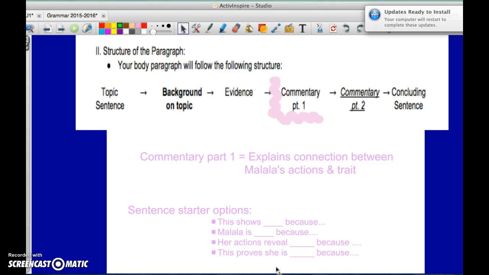You could also just start with her name. Malala is blank because blah, blah, blah. Malala's actions reveal her bravery because blank, blank, blank. So the first thing to do is connect the evidence to the trait.